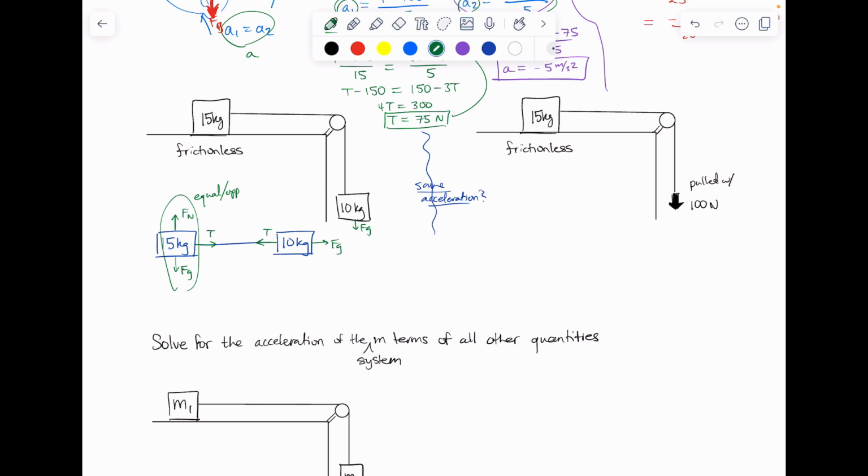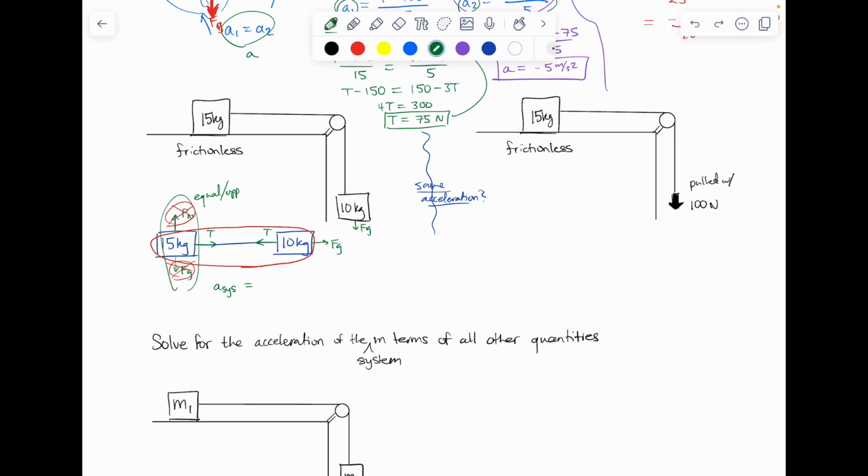So if I take a systems-based approach, for the acceleration of this overall system, the forces that are external to it are what we're going to put in Newton's second law. Now notice in the net, this normal force and this force of gravity essentially cancel each other out. So really the only force that is actually going to show up in the net force is this force of gravity here.